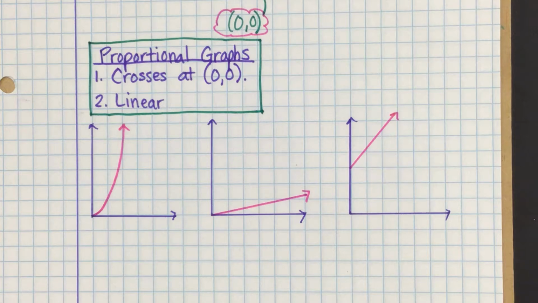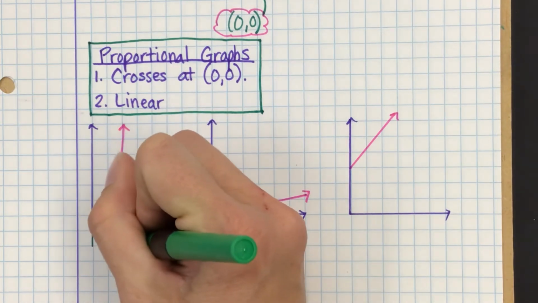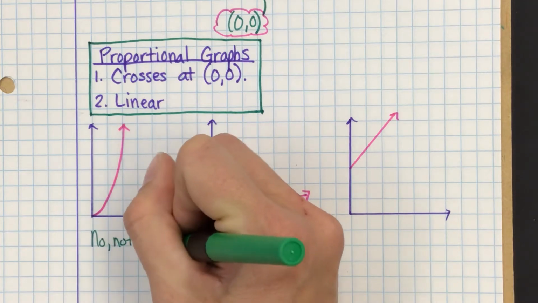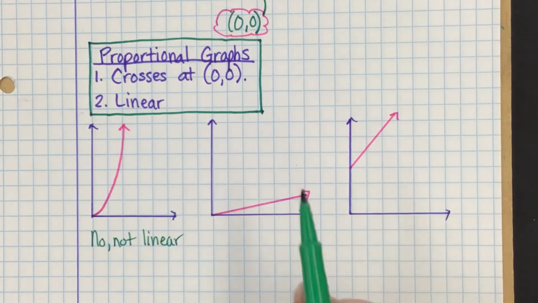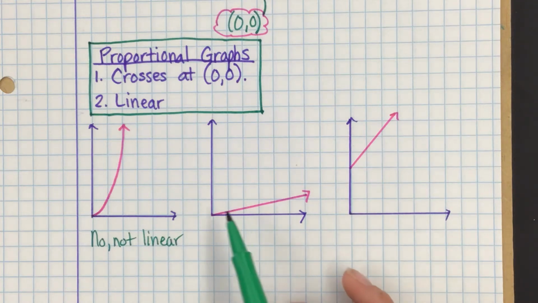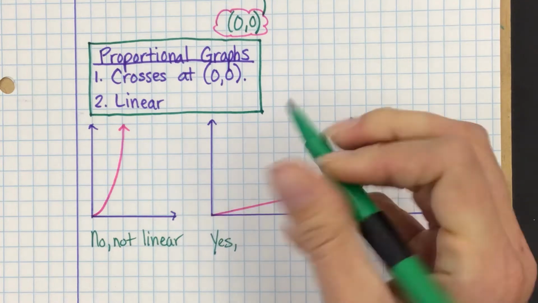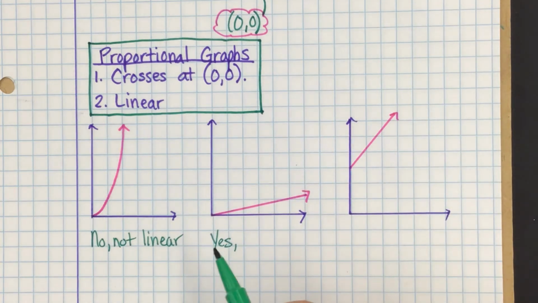Okay, let's take a look at these three graphs. Is this first one proportional? No. Why? It's not linear. Good. Is this one proportional? Yes. So that means we can see that it crosses at 0, 0, and it's linear, right?